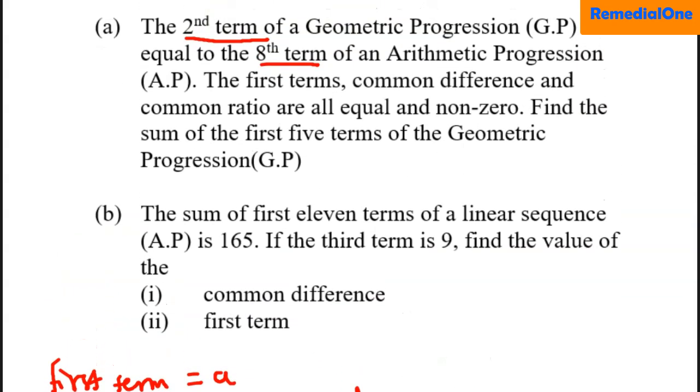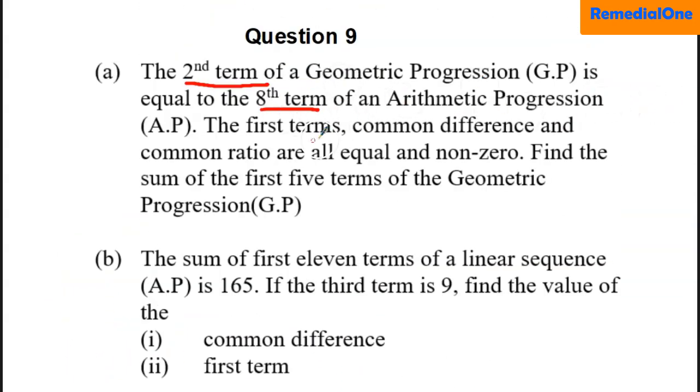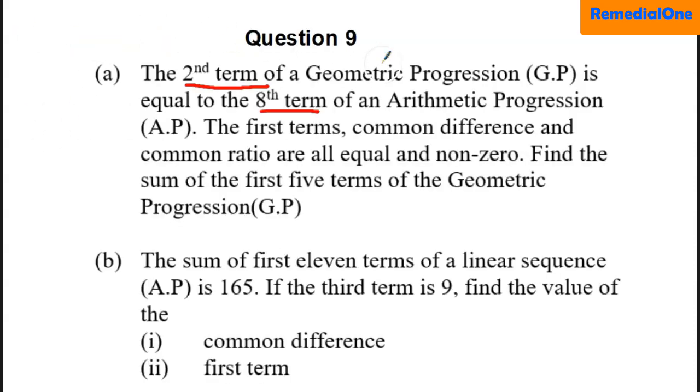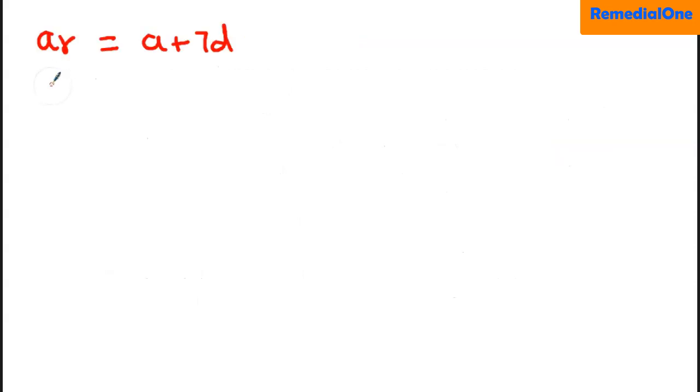Let's go back to the question. If the second term of a GP is equal to the 8th term of the arithmetic progression, then the second term of GP, AR, is equal to the 8th term, A plus 7D. Now, the question talks about another aspect that we need to know. The first term, common difference, and common ratio are all equal, which is A equal to D equal to R. So, in that case, we are going to have A times A equal to A plus 7D.